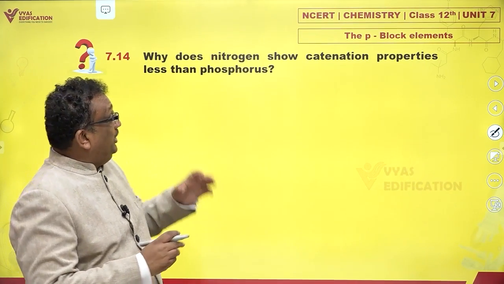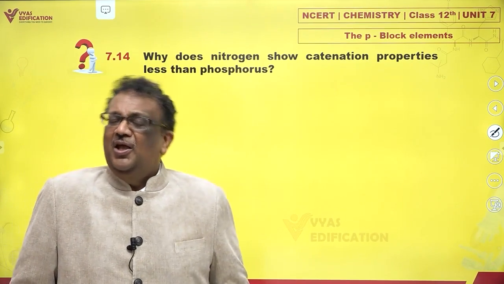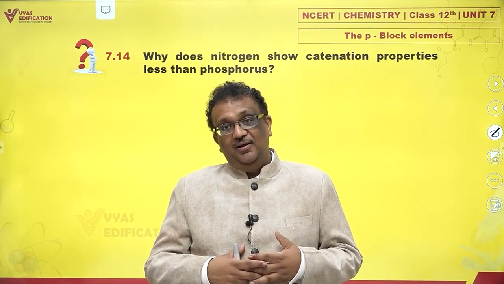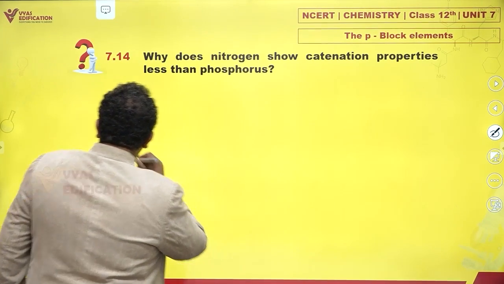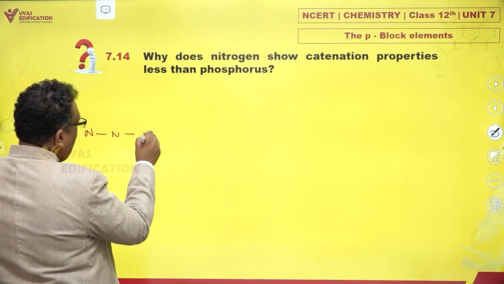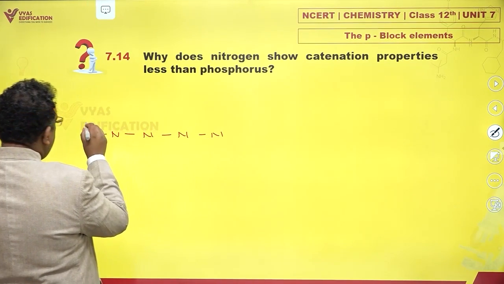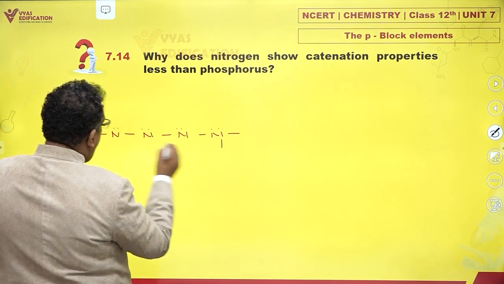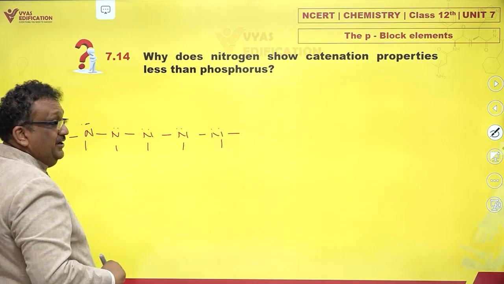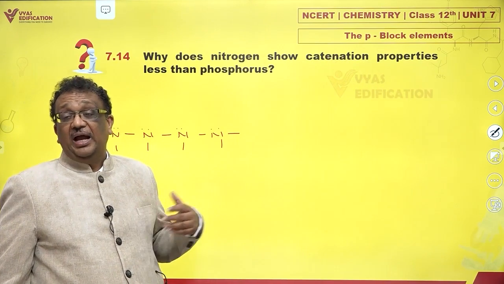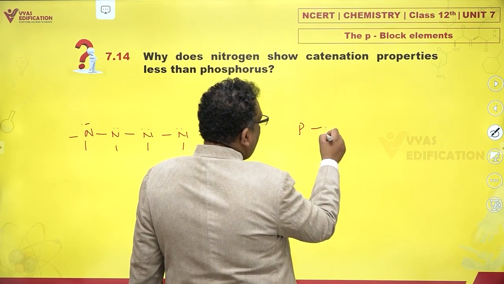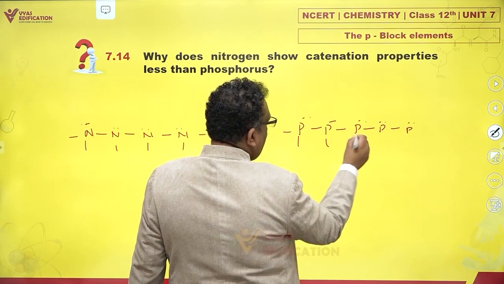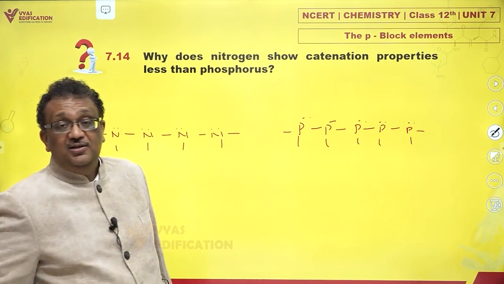Why does nitrogen show catenation properties less than phosphorus? What is catenation? The property of direct bonding between atoms of the same element. That means if nitrogen can form bonds like N-N, it can go on forming bonds like this. If this is possible, I'm not saying this happens, but if this is possible, we would say nitrogen catenates. If phosphorus can form bonds P-P like this, we can say phosphorus catenates.